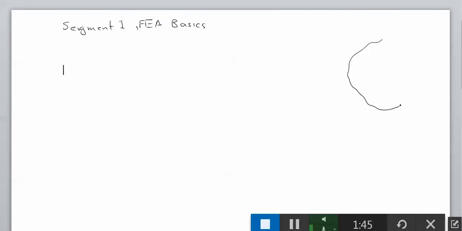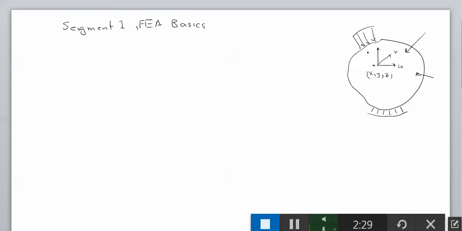Suppose you have a three-dimensional object like that, and it's restrained probably somewhere like that. This is restrained. Things don't move. There may be concentrated forces. There may be pressure loading, etc. Our main interest in FEA or in an engineering problem is to find the displacement of every single point XYZ in the three directions. So, for example, displacement in the x direction, which is denoted by u, displacement in y direction, which is denoted by v, and the displacement in the z direction, which is w.